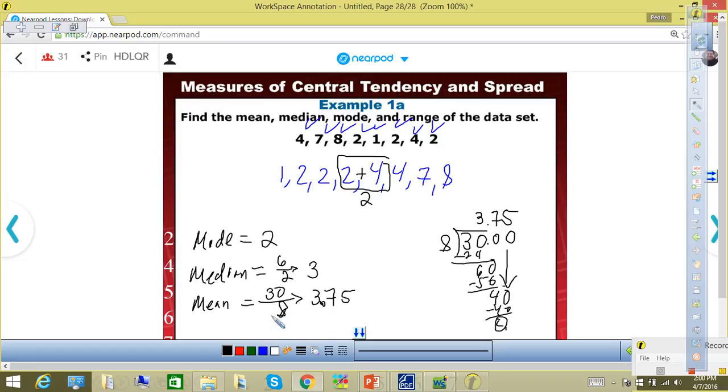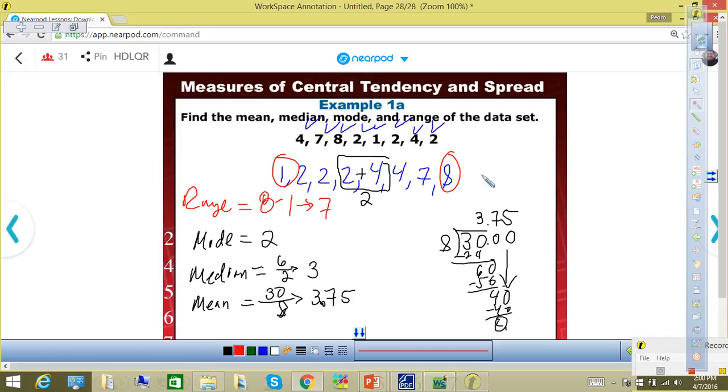Everybody know what I mean? And the last one that is not a measure of central tendency, but we're going to find it, is called the what? The range. And how do we find the range? We get the greatest subtracted from the smallest, and that gives us 7. Piece of cake? All right, so with that said, I'm going to forward the screen.